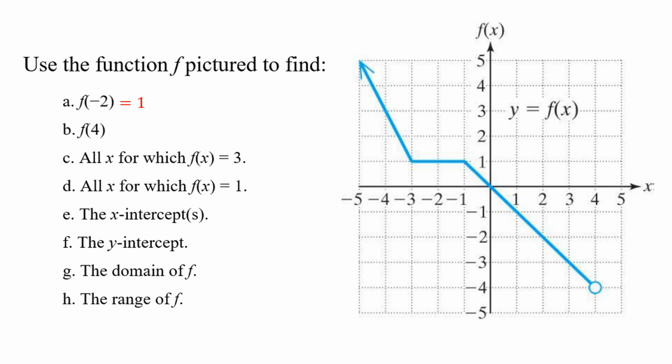Let's find f of -2. So when x is -2, we put -2 in for x, go up to the function, and you get y is 1. That's why y is 1 when x is -2. The graph, the function, tells us what the answer is when x is -2.